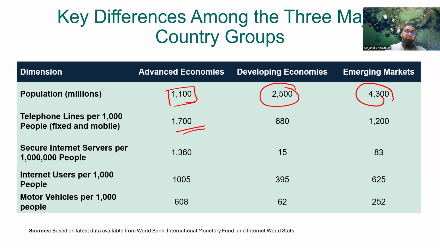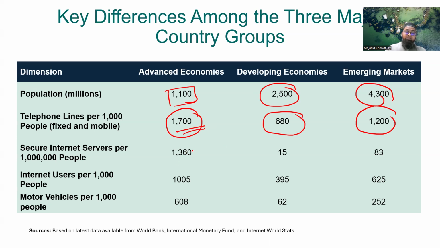So the question may come, how can telephone lines or mobile phones be higher than the number of people? Of course, one person can own more than one. You see how much people in advanced economies are using fixed or mobile phones for their job and personal purposes. On the other hand, this is a little bit less, and in the emerging markets also, they have a good number of mobile phone or telephone users.